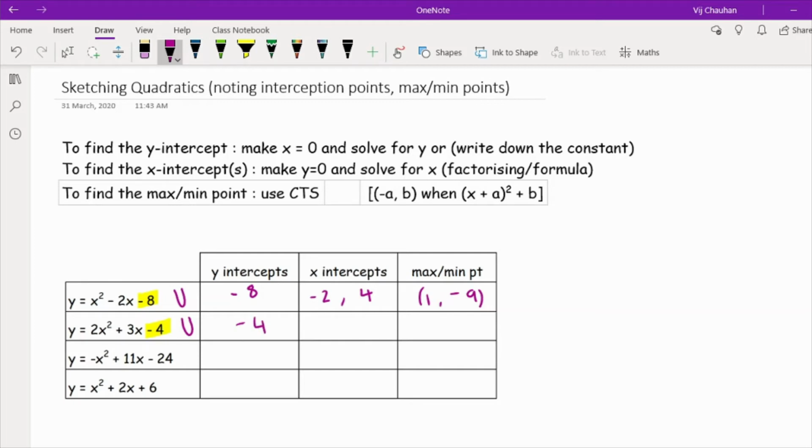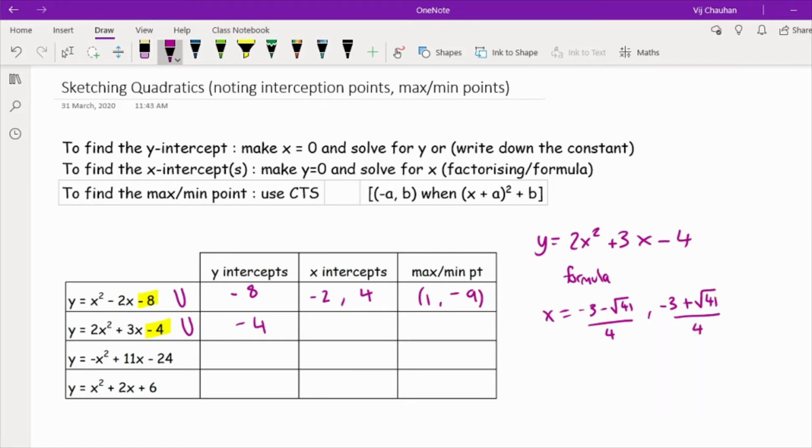Now the x-intercepts for this one, so if I then go on to solve 2x squared plus 3x minus 4, one thing I'm going to kind of cheat in this one because I know what this is, and this doesn't actually factorize. So what I'd need to do is use the quadratic formula to solve, and what I do is I get -3 minus root 41 all over 4 and -3 plus root 41 over 4.